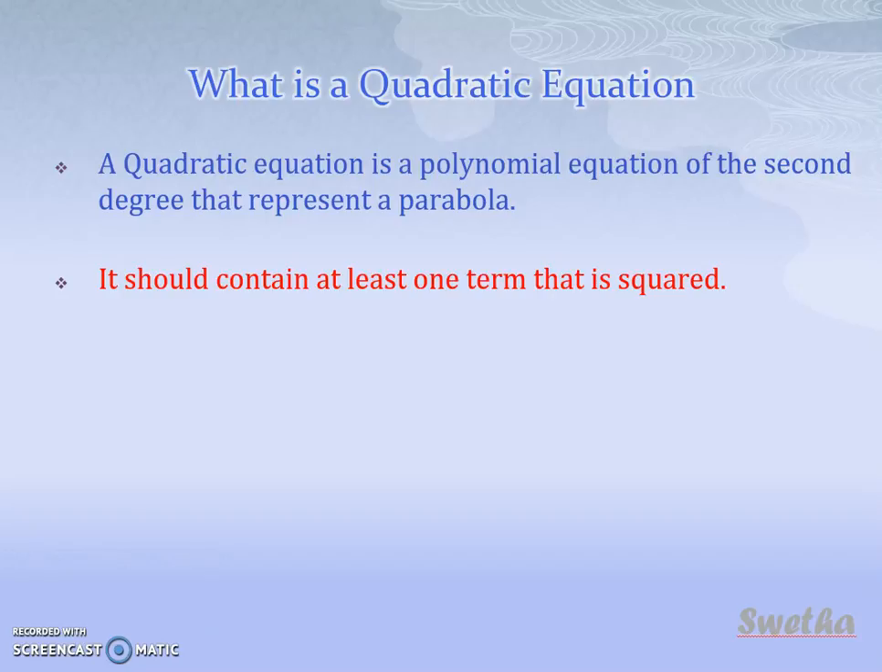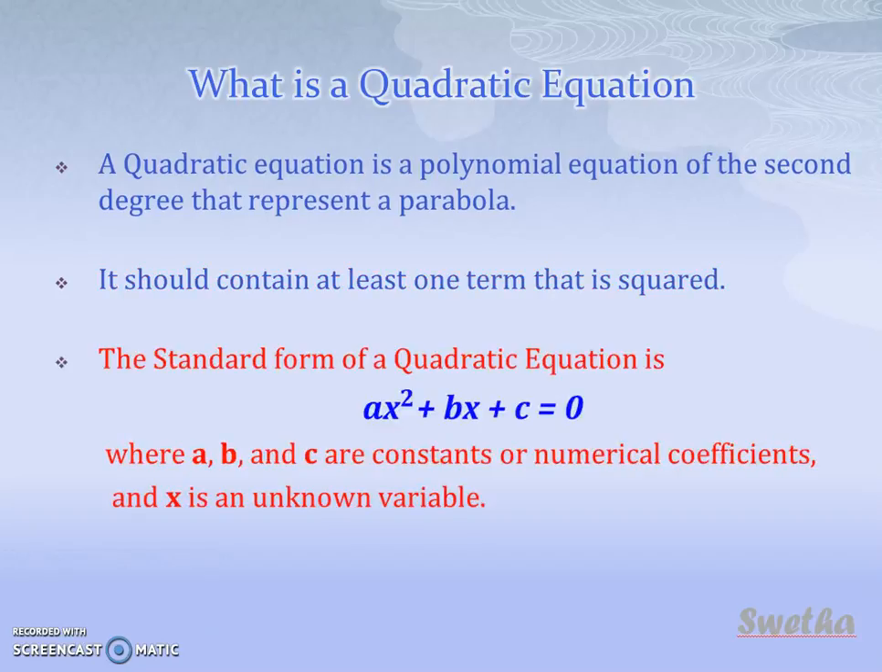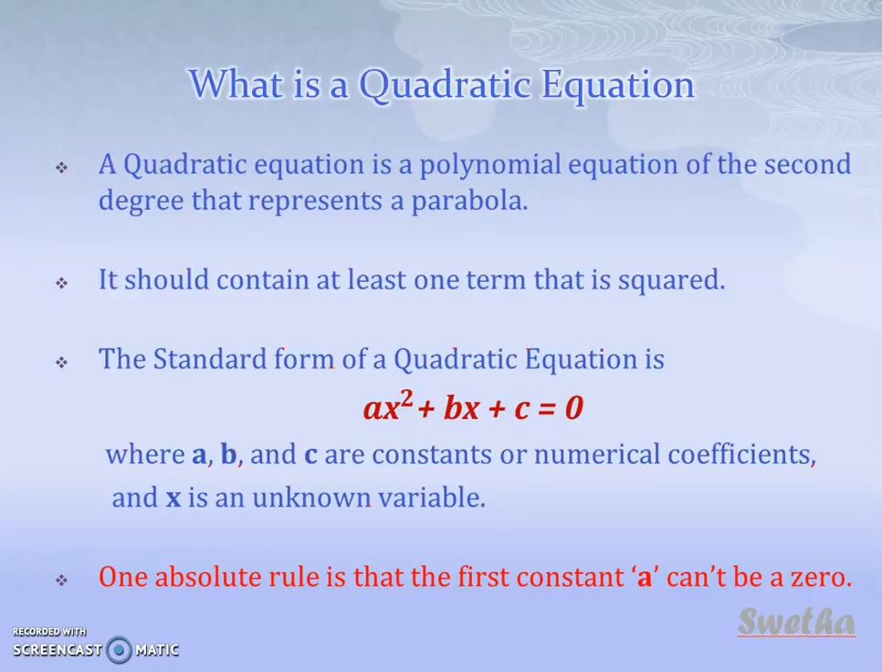It should contain at least one term that is squared, and the standard form of a quadratic equation is ax squared plus bx plus c is equal to 0. This is when a, b, and c are constants or numerical coefficients, and x is the unknown variable. One absolute rule for quadratic equation is that the first constant a can never be 0.